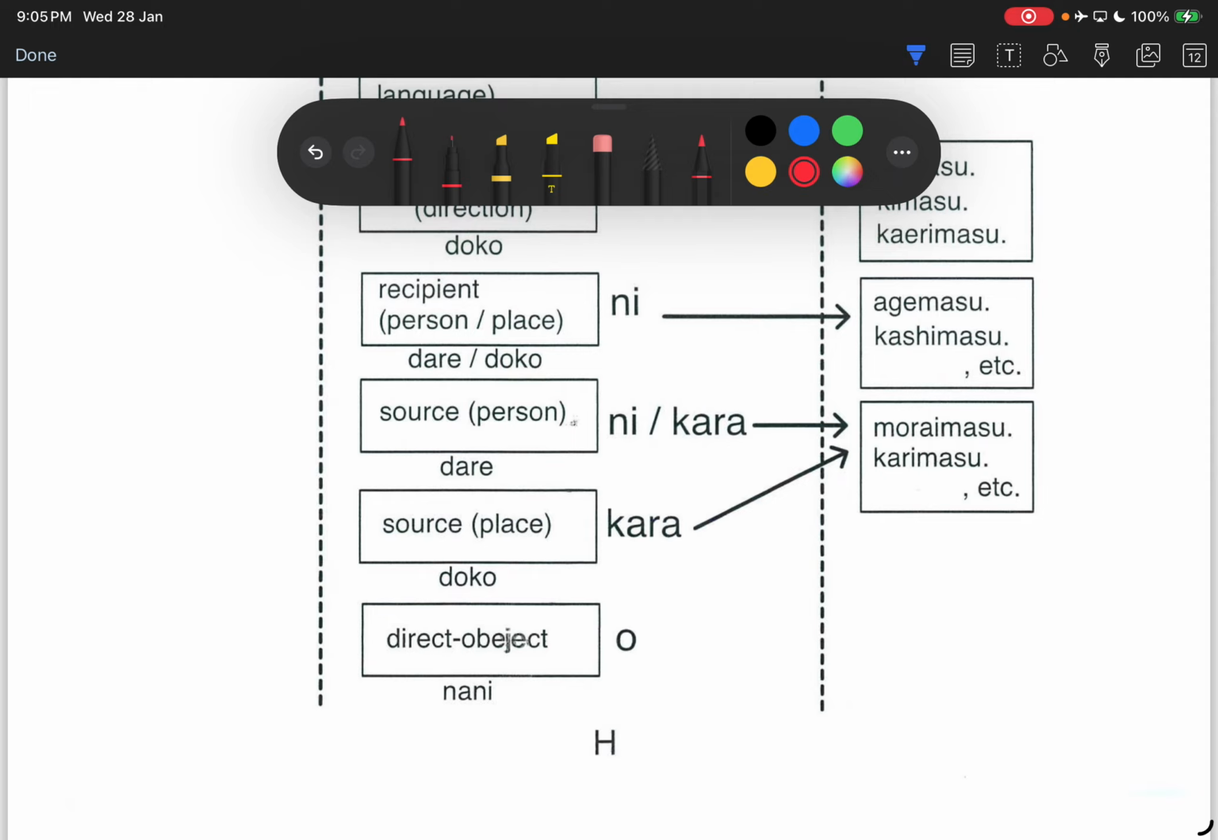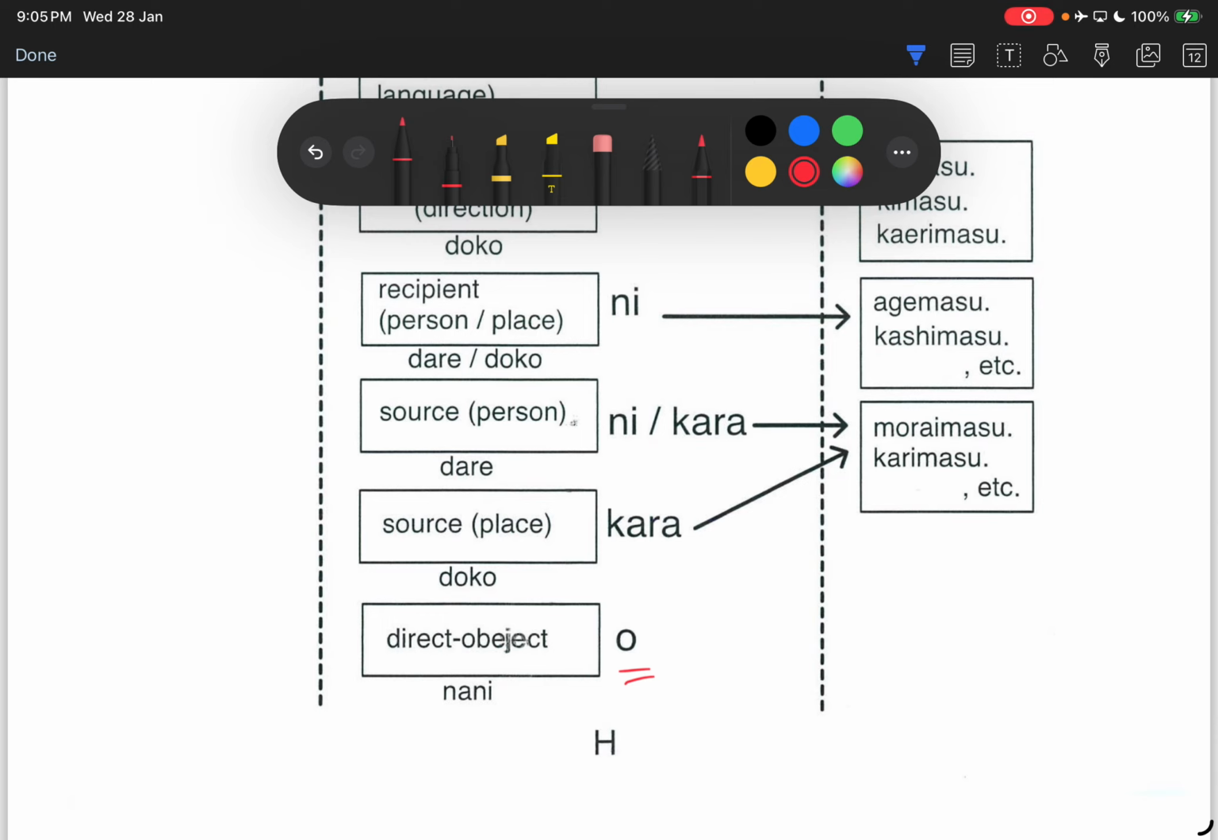Then the last one, direct object. Direct object means what are we interacting with? What are we going to do to this thing? Like asagohan, breakfast. How are we interacting with the breakfast? Tabemasu, I eat breakfast. So tabemasu and asagohan, we need to connect the verb and the object by using the particle o. So in this case, direct object o.